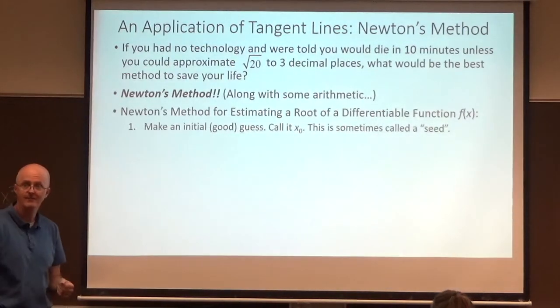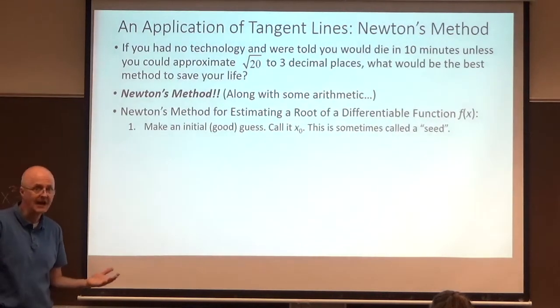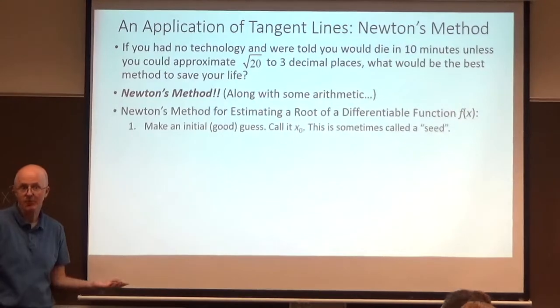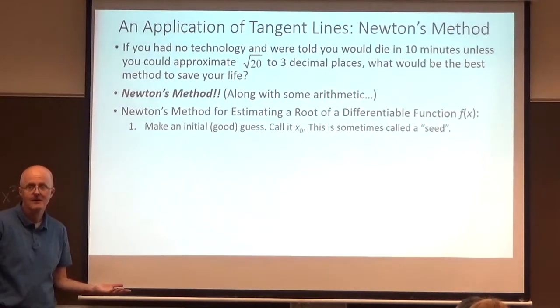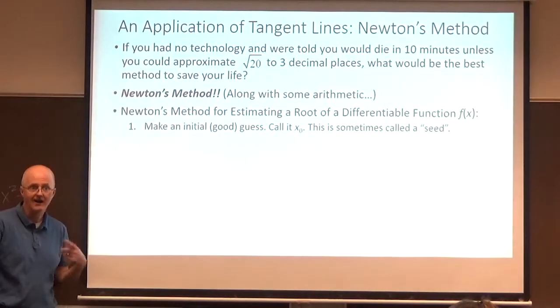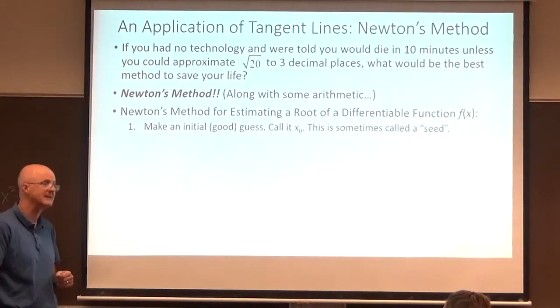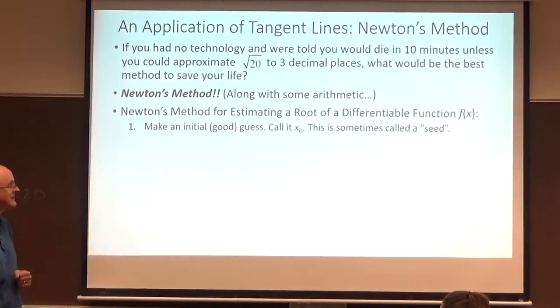For square root of 20, the answer's got to be between 4 and 5. So a good initial guess might be 4.5. Though I'm going to pick 5 for my initial guess, because it'll make the numbers work out a little bit more nicely and make the picture easier to see.